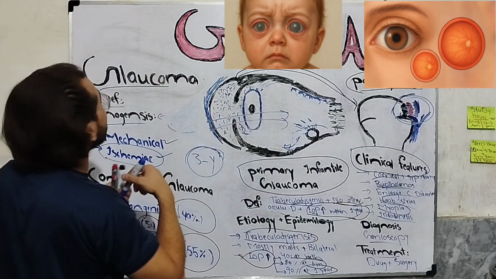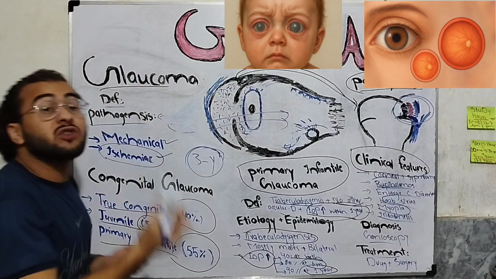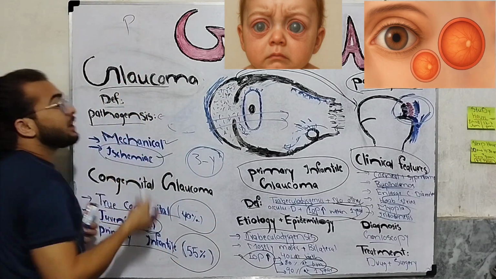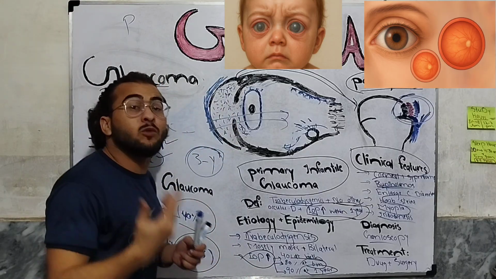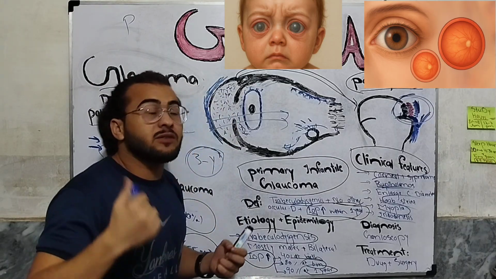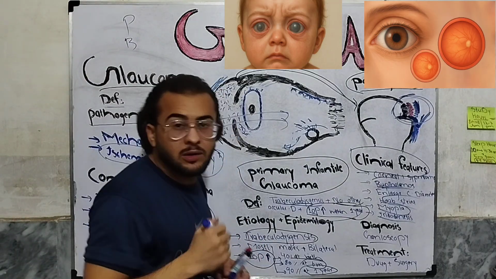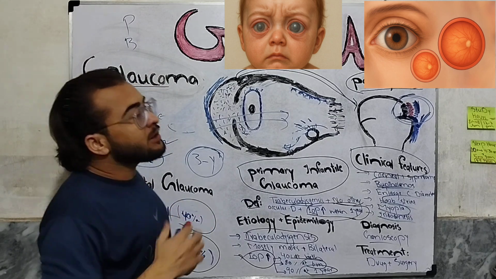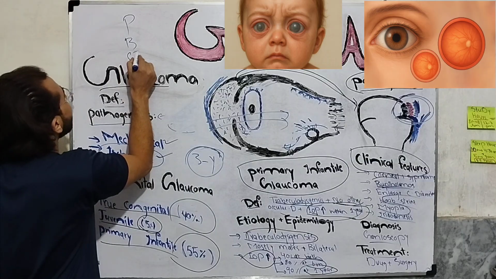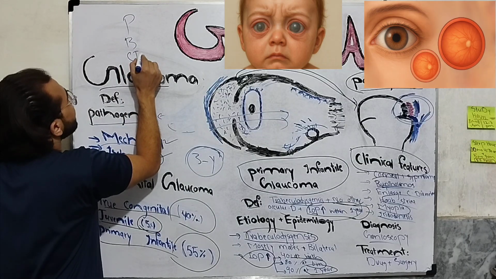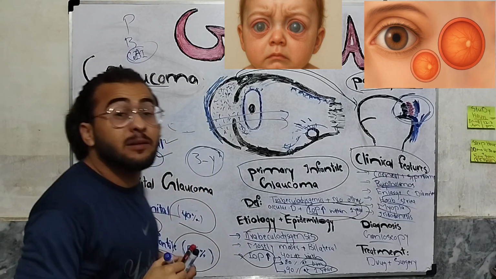The drugs which we use for primary infantile glaucoma include prostaglandin analogs, such as latanoprost and bimatoprost. Then we can use beta blockers, such as timolol and levobunolol. After beta blockers, we can also use carbonic anhydrase inhibitors. Carbonic anhydrase inhibitors can be used.